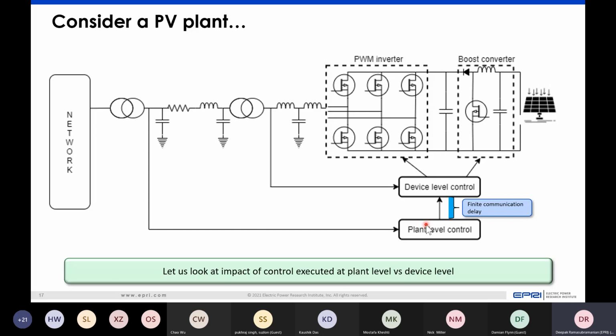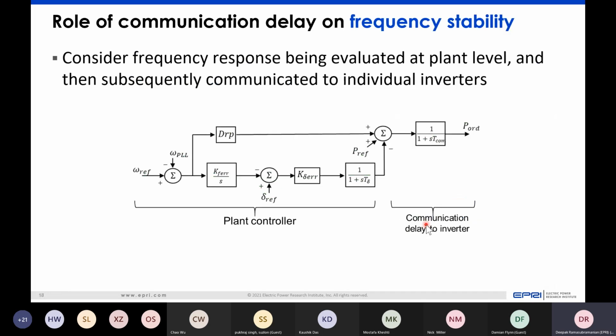And it comes back to that "as fast as technically feasible." What is technically feasible and what is not is where more definition might be required. So as a simple example, consider a network where you have a plant controller which is providing frequency control, and then there's communication delay, which for the purposes of this discussion is not represented as a dead time delay, but represented as a first order time constant, just to make things simpler.